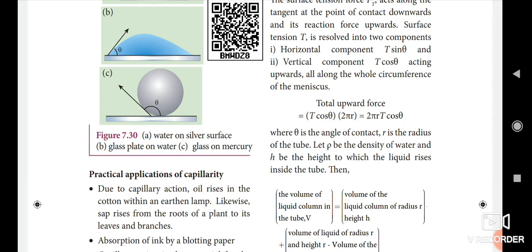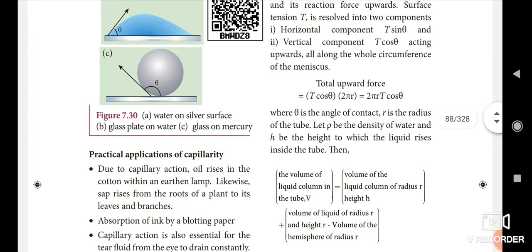Next we have to find the upward force. Here the upward force is taken over the whole circumference. So the total upward force is equal to the vertical component only, which is involved in this equation. What is the vertical component? T cos theta. What is the circumference of the circle? 2 pi r. So T cos theta into 2 pi r, which is equal to 2 pi r T cos theta. Here theta is the angle of contact and r is the radius of the tube. Here the density of water is also involved. What is the letter denoted for the density? Rho. So rho is the density of water and h is the height to which the liquid rises.